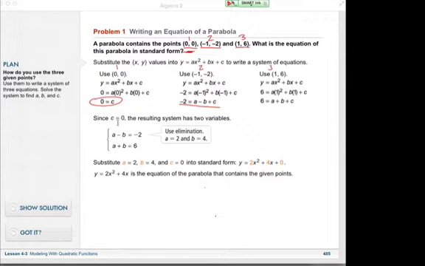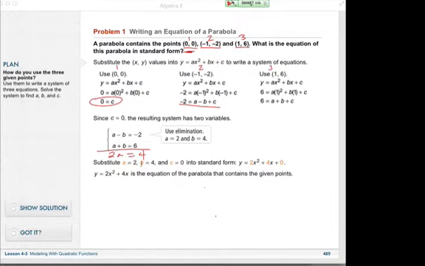Because c is equal to 0, when you plug in c equals 0 here and c equals 0 here, the system will reduce down to just these two equations: a minus b is equal to negative 2, and a plus b is equal to 6. Then you can simply use elimination. Remember, add the two equations together. a plus a is 2a, negative b plus b is 0, and negative 2 plus 6 is 4.